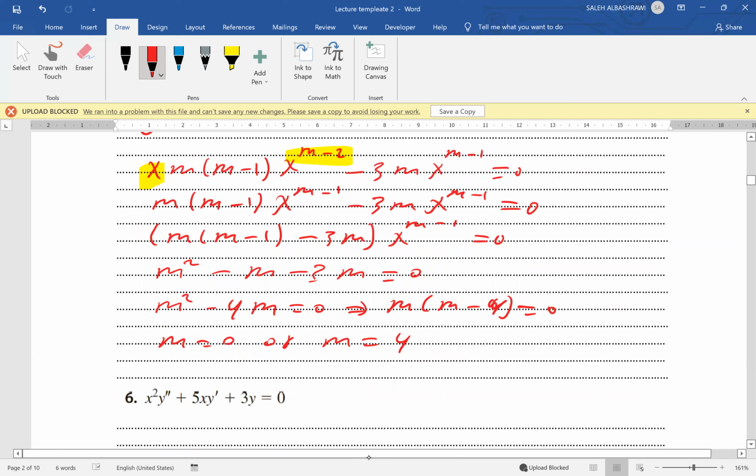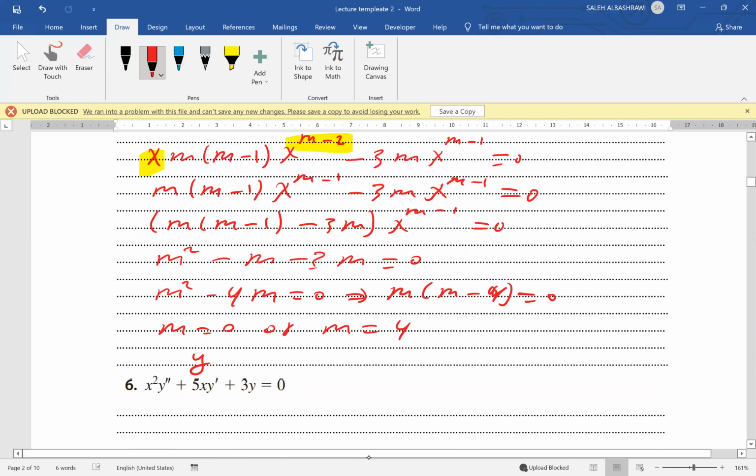So the general solution will be y equal to C1, x to power 0, plus C2 x to power 4, which can be written as C1 plus C2 x to power 4. So this is the general solution for the given differential equation.